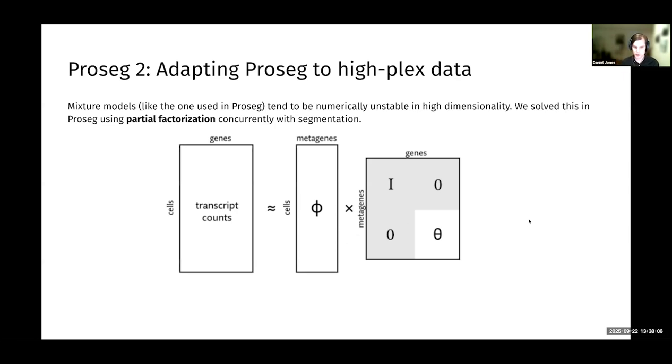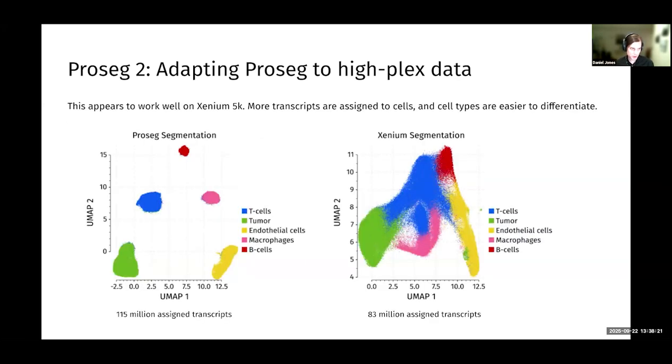And the trick is it does this concurrently while it's segmenting. So this is not something it has to compute ahead of time. Basically, it updates the segmentation, then updates this factorization and back and forth. So that ended up working pretty well, and we're able to adapt it to basically arbitrarily high gene panel sizes. So we're able to segment the CDM 5K data really nicely, get much cleaner cell types, and end up assigning more transcripts.